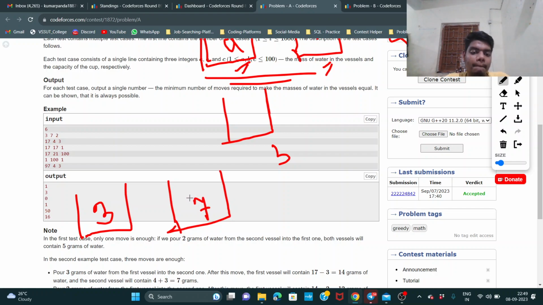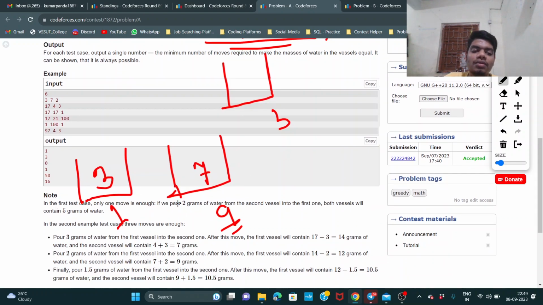Now I am trying to make the water level in both vessels the same. Should I take water from the first vessel and pour it into the second? No, because then this value becomes less and the other value increases, but we have to make the two values the same. So it is always optimal to take water from the vessel where the mass of water is more.